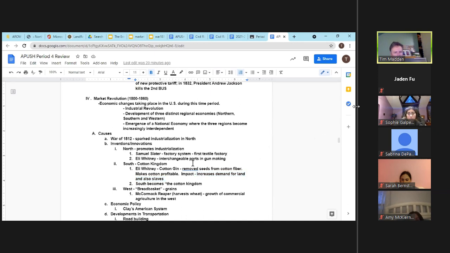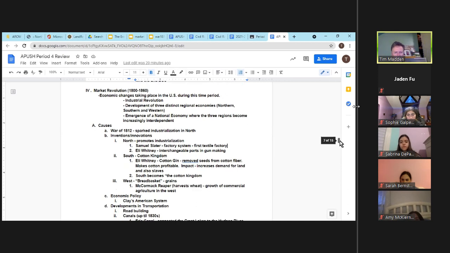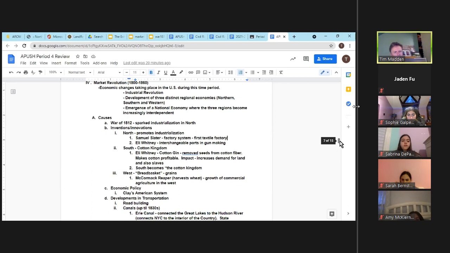And then the West, grain act, much more small scale, smaller farms, 160-acre farms, right? And a lot of grain growing. By the 1840s, you had the McCormick Reaper, which harvested the wheat, okay? And so you start to see the development of commercial agriculture in the West.